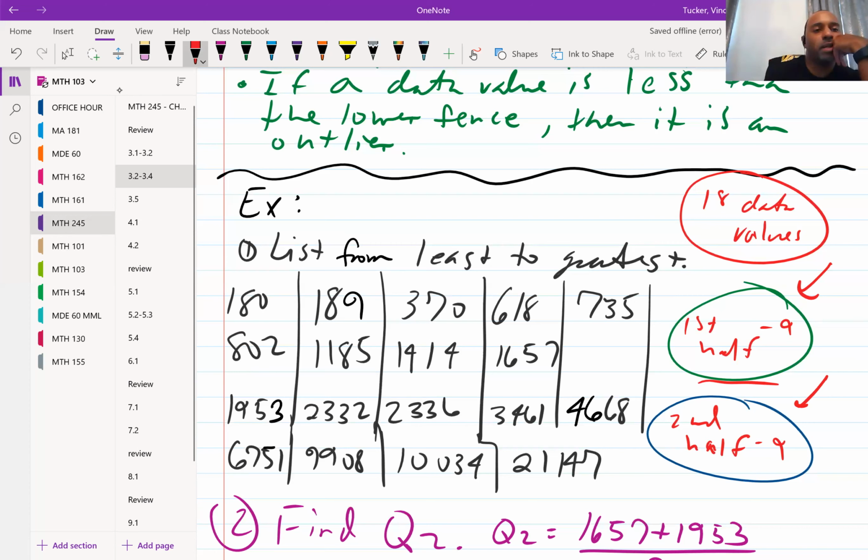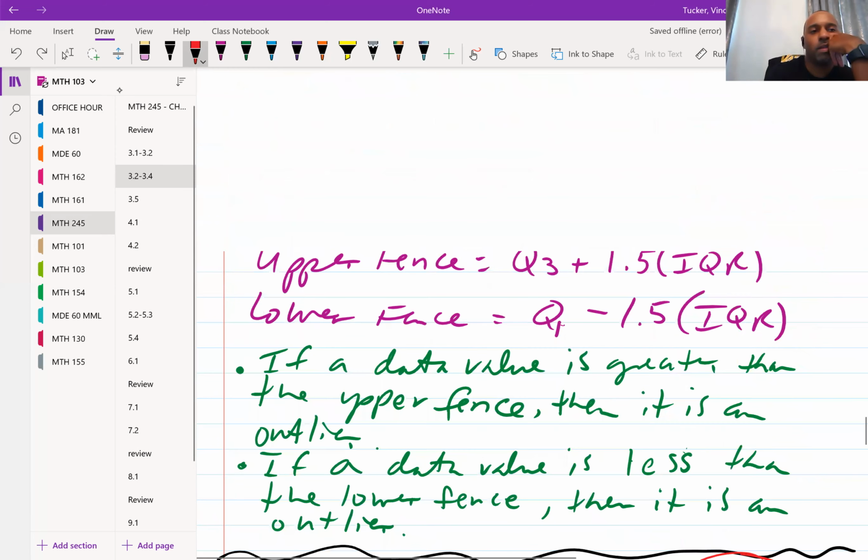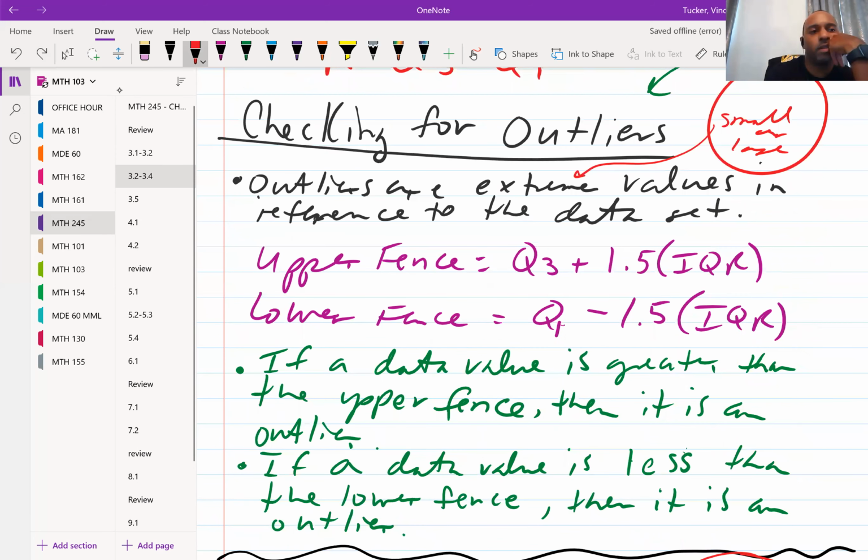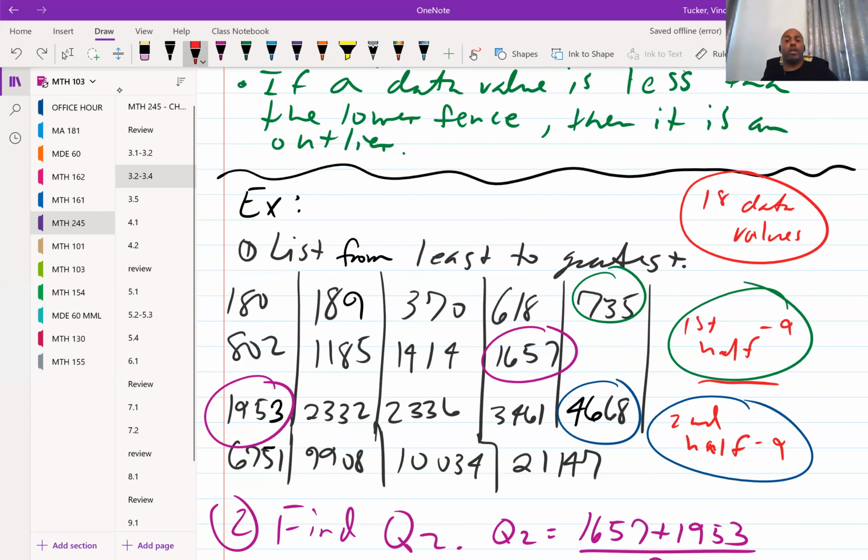All right, so I'll put my color coded circles back just because they match with what I was doing. Yep, should have done that. We go back, there we go. All right, so now the first thing we want to do, well, we already listed from least to greatest. Second step is to find Q2.